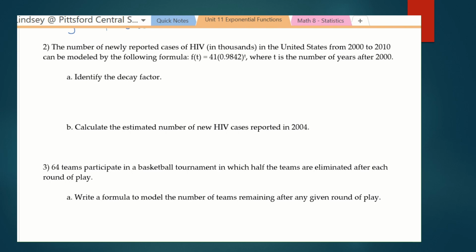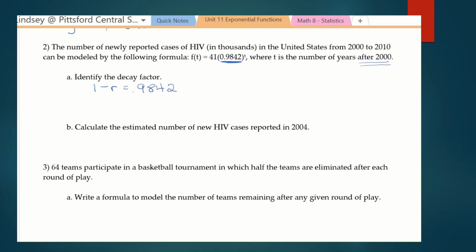T is the number of years after 2000. So that's something to keep in mind when we write this formula. Okay, so we're going to identify the decay factor. Remember, the decay factor is from our B value. Looking at our equation here, our B value would be 0.9842. And if you remember from last week, we find the decay factor by taking 1 minus R. R is actually the decay factor that we're looking for, equals 0.9842.